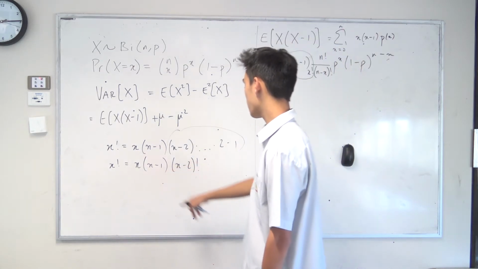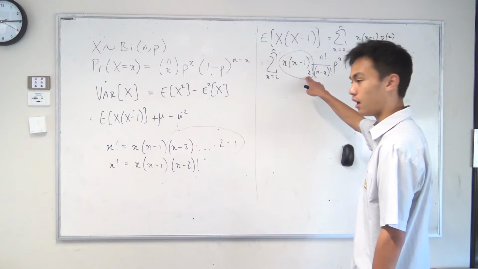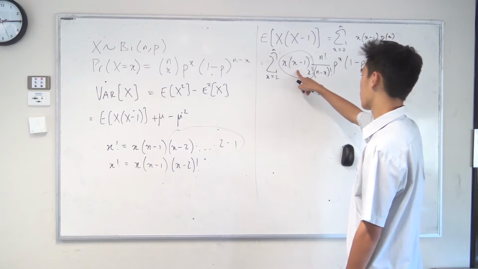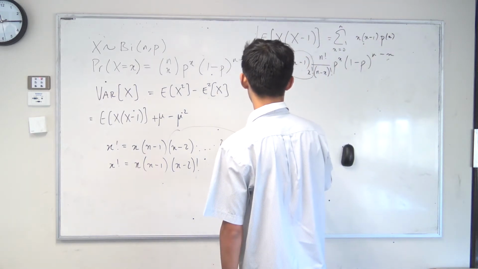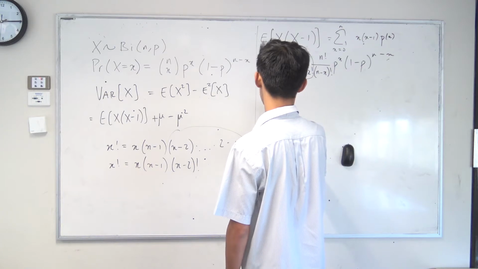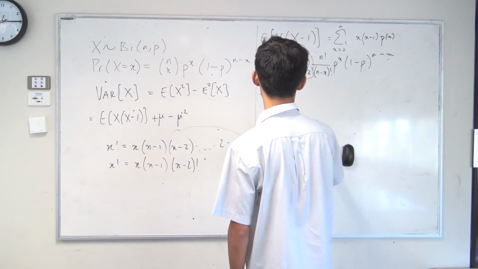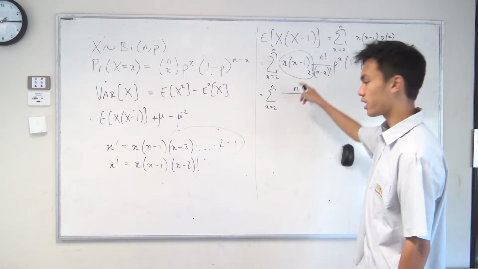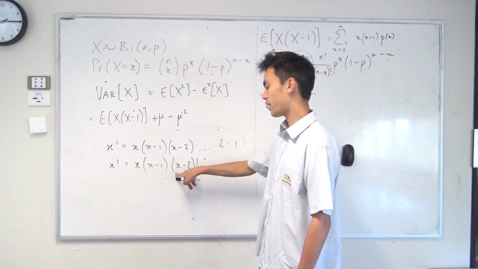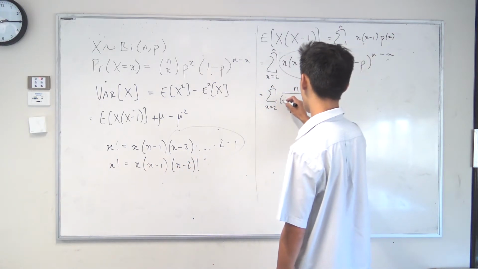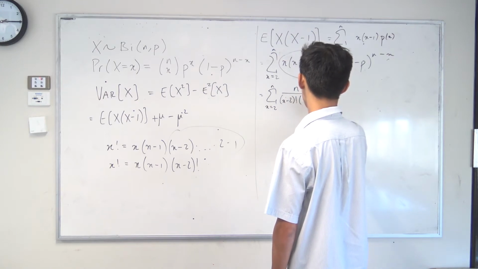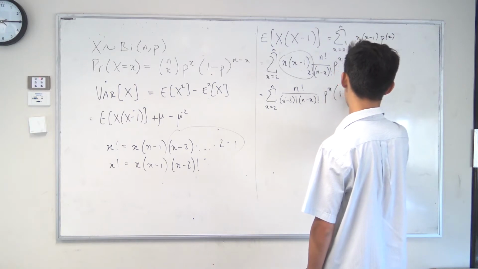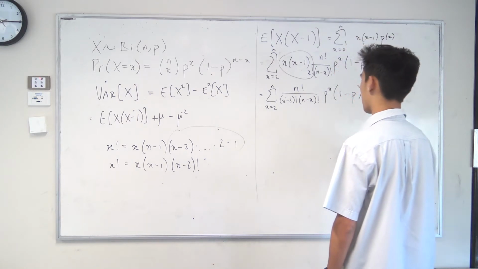And if we sub this definition of x factorial into here, this x and this x minus 1 will cancel out with the x and x minus 1 right here. So what we can actually rewrite this as is the sum running from x equals 2 to n of n factorial over, and now these two factors will actually cancel out, leaving us with x minus 2 factorial. So we're going to have x minus 2 factorial times n minus x factorial, and then we still have p to the x and 1 minus p to the n minus x, like so.